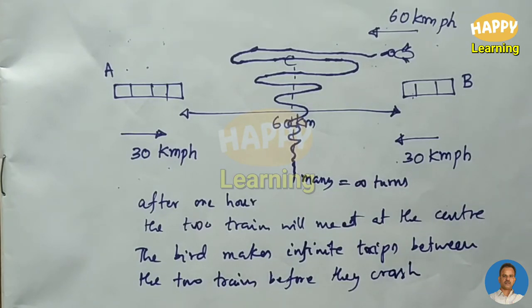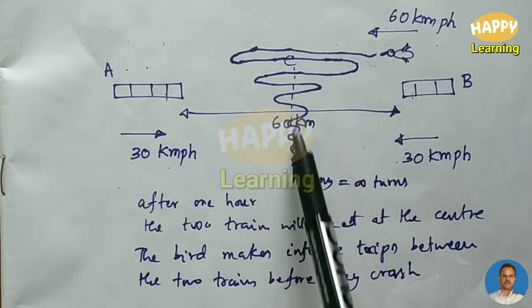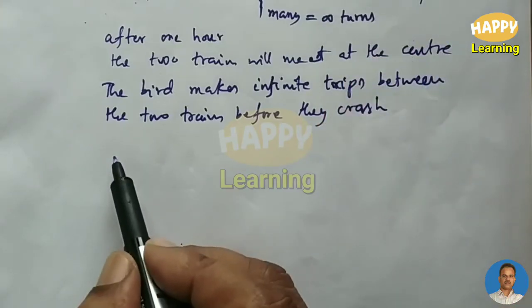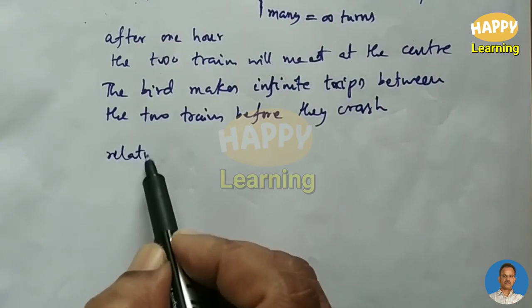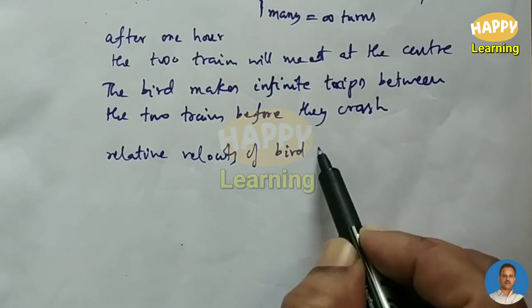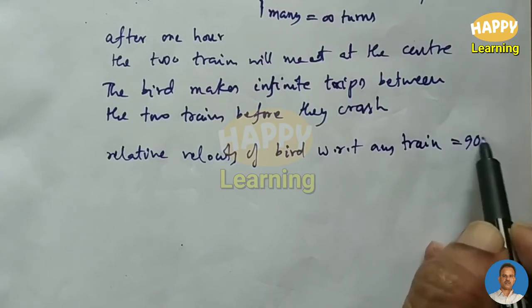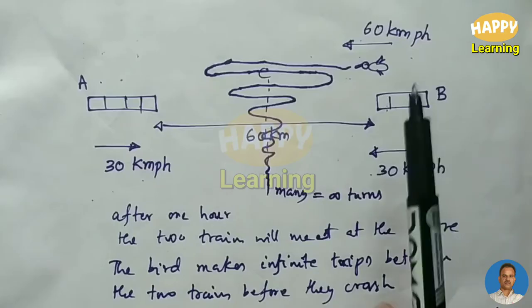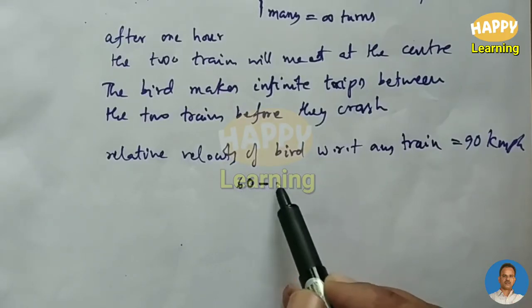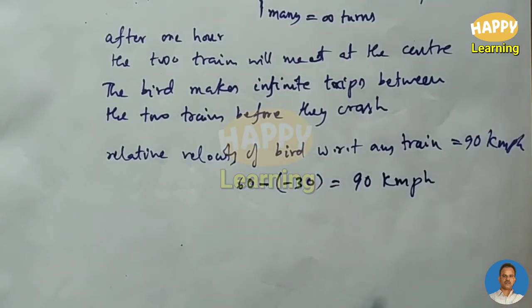Right. Now, we want the total distance traveled by this bird by the time these two trains crash. The relative velocity of the bird with respect to any train is equal to 90 kilometers per hour. 60 and 30 in the opposite direction. 60 plus 30, that is equal to 90 kilometers per hour.